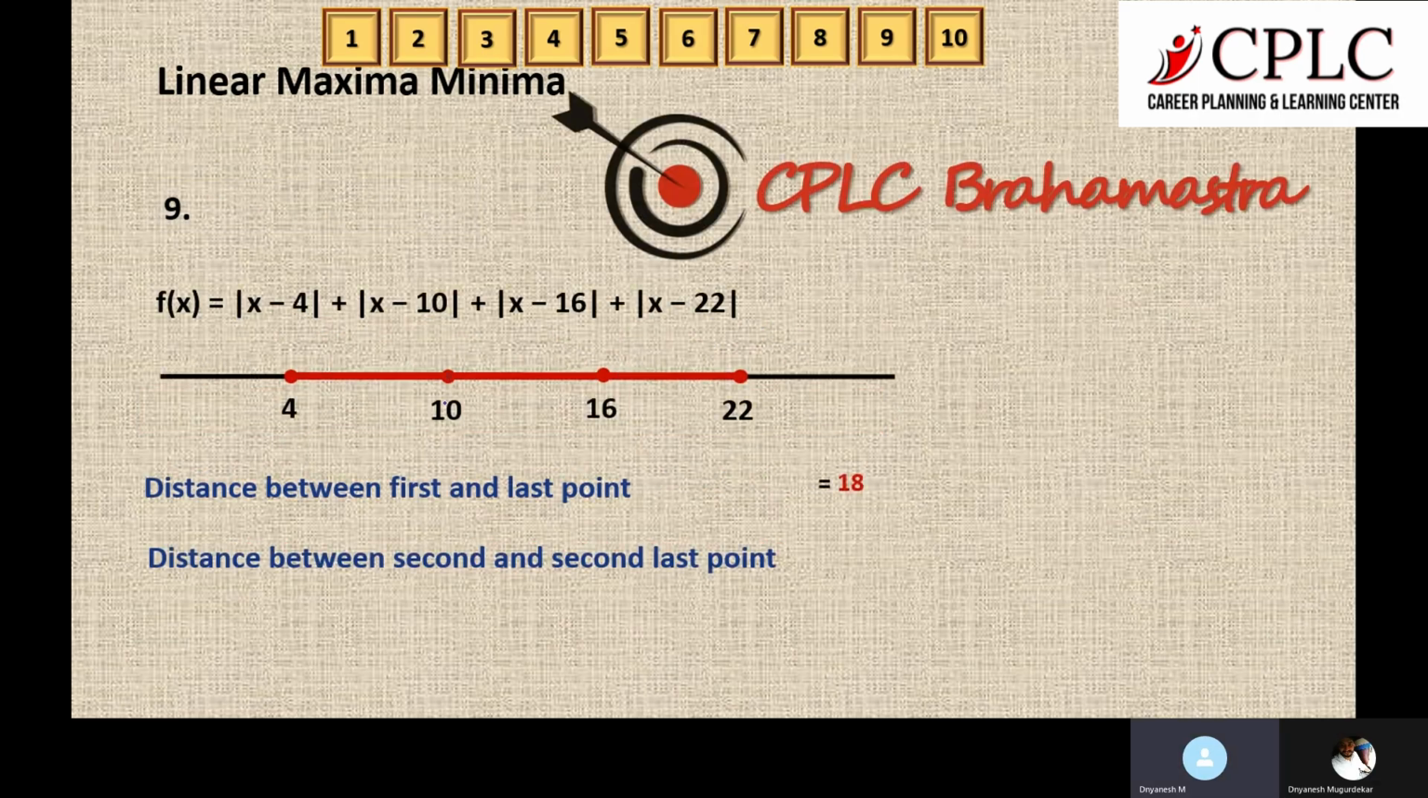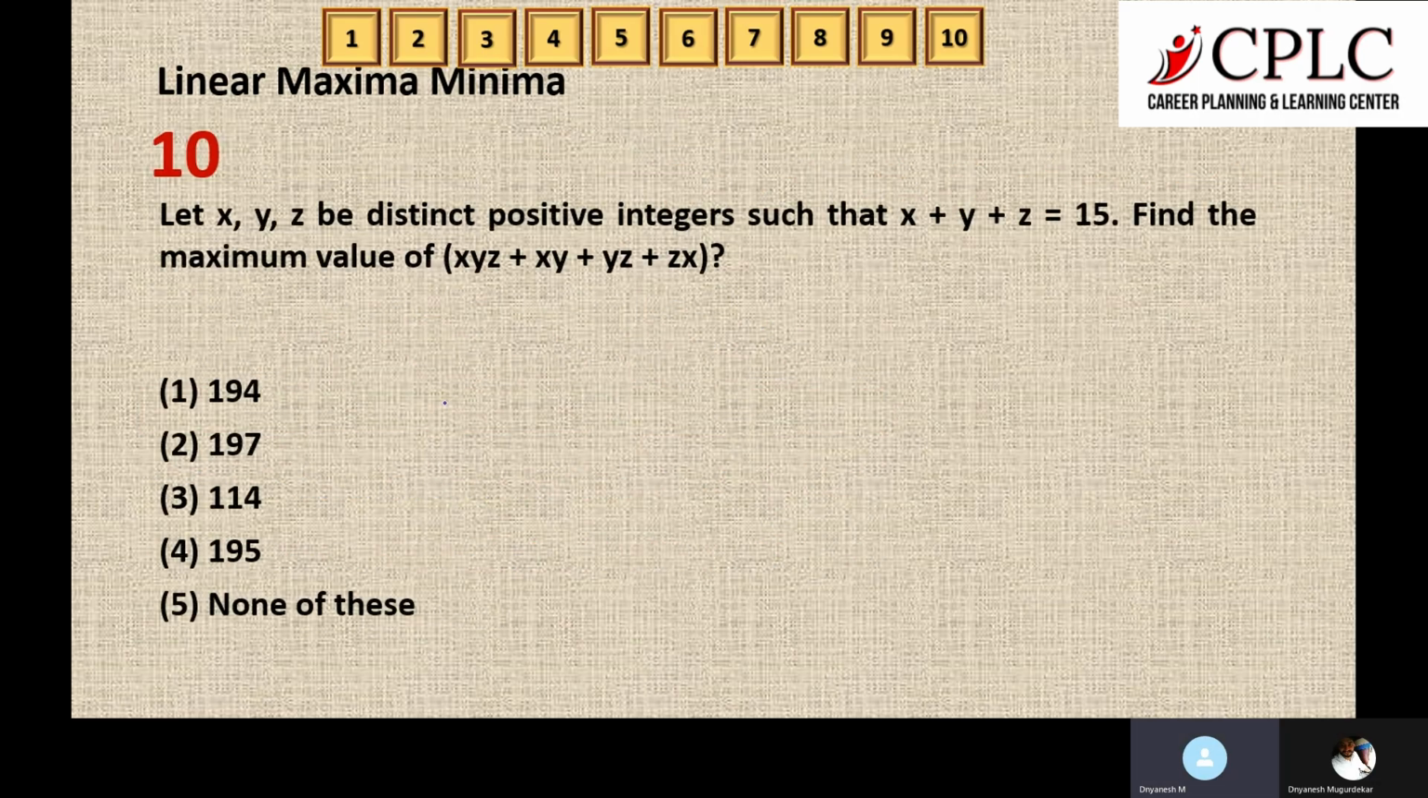Okay, the last one, the 10th one. What do they have? x, y, z are distinct positive integers. Distinct means they'll all have to be different. The sum is 15. Now, obviously, if you remember the rule, for the product to be maximum, the sum has to be constant and the numbers are supposed to be all equal. So the numbers would be 5, 5, 5, but that is the best case scenario. Now, why can they not be 5, 5, 5 here? Because of the wording of the question. They want distinct positive integers. They all have to be different.